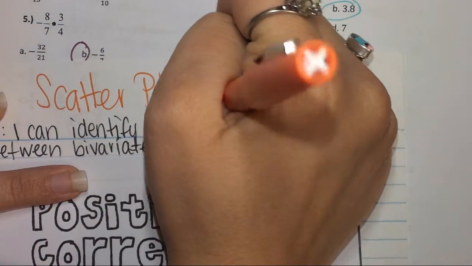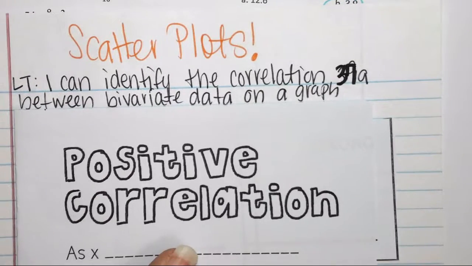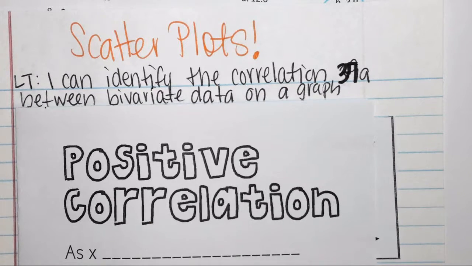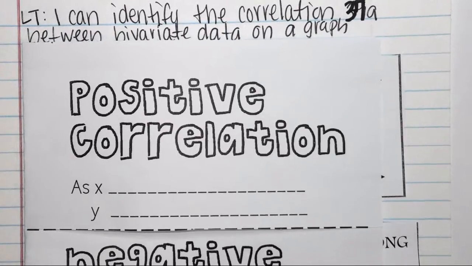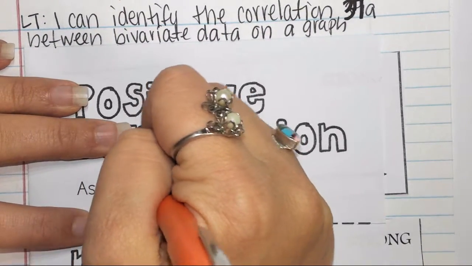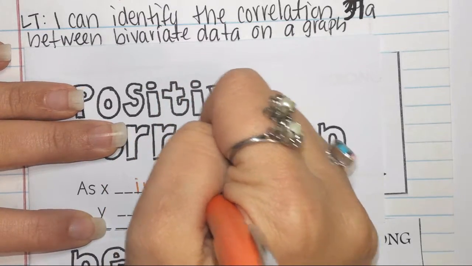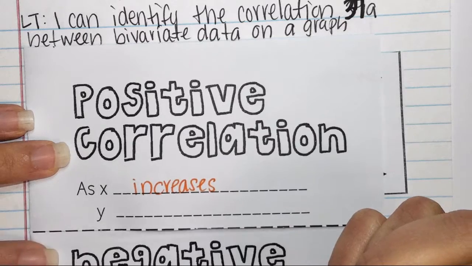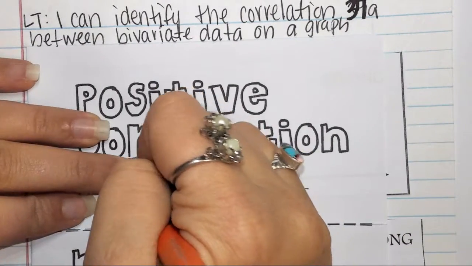Scatter plots are bivariate data. And scatter plots mean you have a bunch of dots scattered across a graph. And sometimes they have a relationship, sometimes they don't. Sometimes it's positive, sometimes it's negative, and sometimes it's chaos. So with a positive correlation, as x increases, what do you think is going to happen to y? Increases.